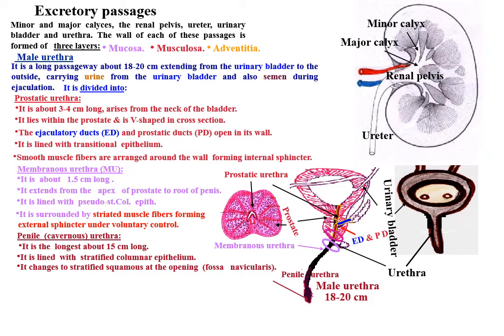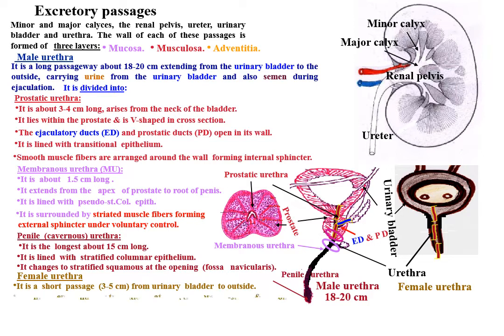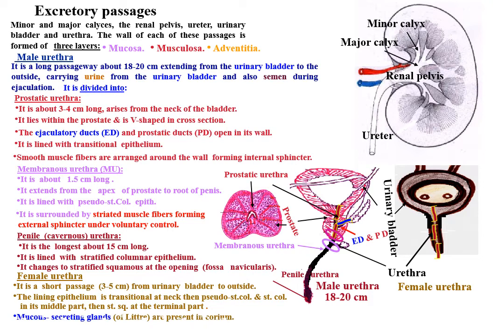Female urethra, on the other hand, is a short passage, about 3 to 5 centimeters long, extending from the urinary bladder to the outside. The lining epithelium is transitional at the neck of the bladder, then pseudostratified columnar and stratified columnar in its middle part, and finally stratified squamous at the terminal part. Mucus secreting glands of Littre are present in the corium.